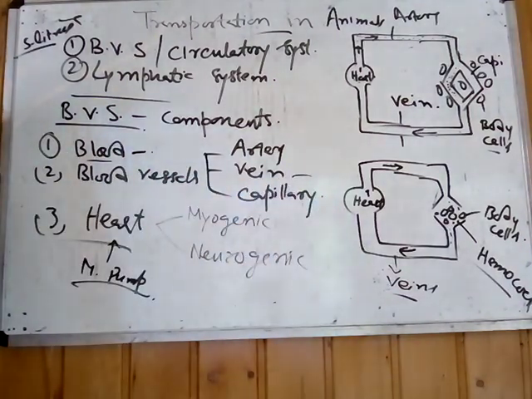We have some exceptions to the arteries and veins. Artery usually carries oxygenated blood from the heart to the body cells, and vein usually carries deoxygenated blood from the body cells to the heart. So this was some introduction regarding transportation in animals. Next in the class, in this connection, we will discuss double circulation. Thank you.